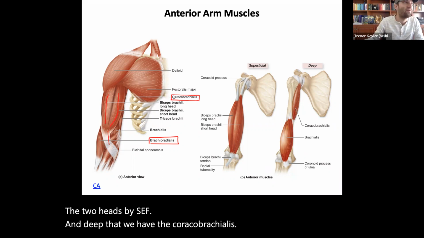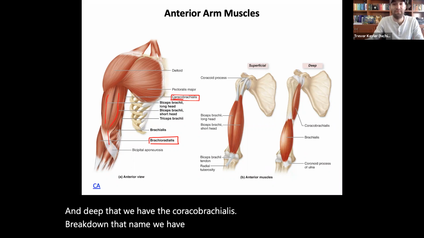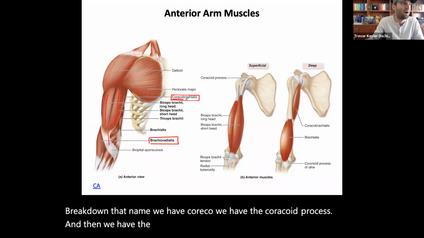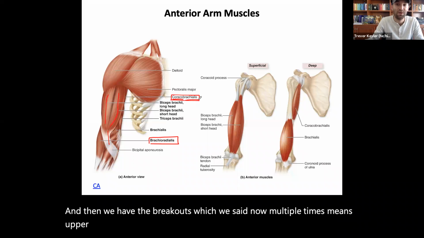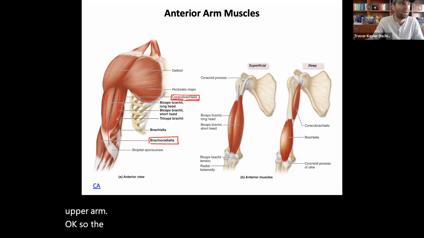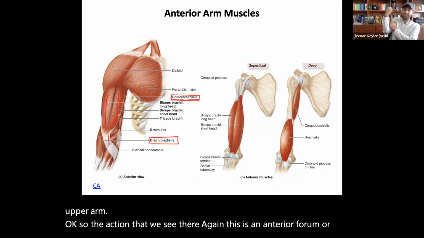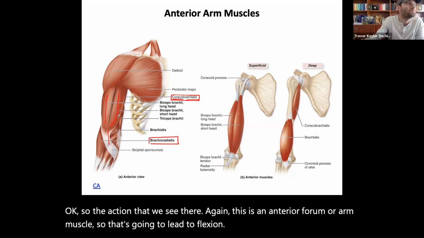Break down that name: we have coraco, the coracoid process, and then we have brachialis, which we've said now multiple times means upper arm. Okay, so the action that we see there, again, this is an anterior arm muscle, so that's going to lead to flexion. Those ones are pretty simple.